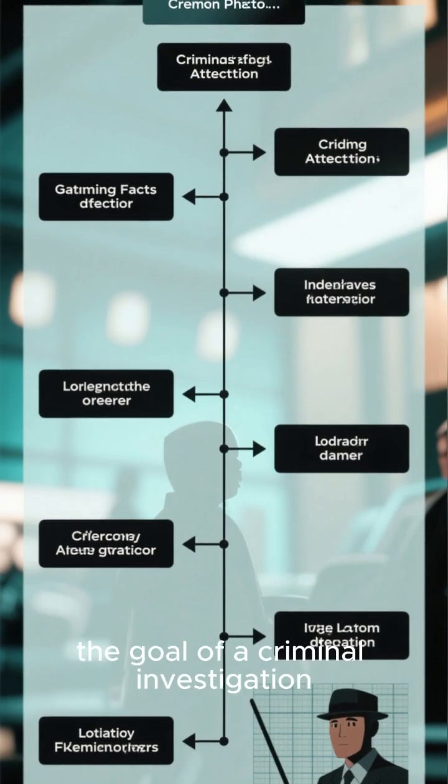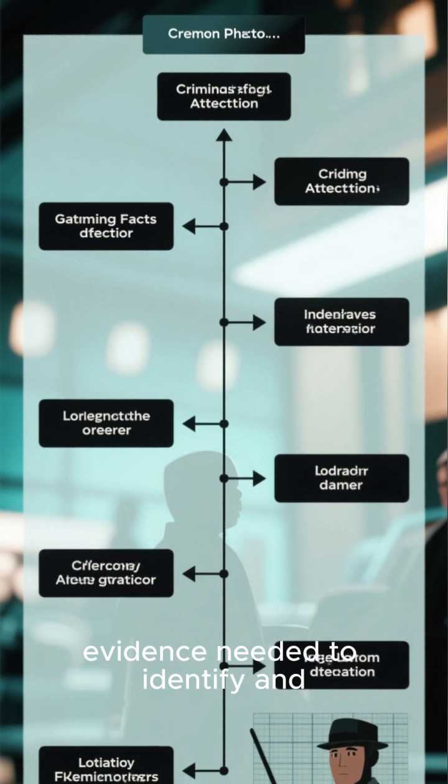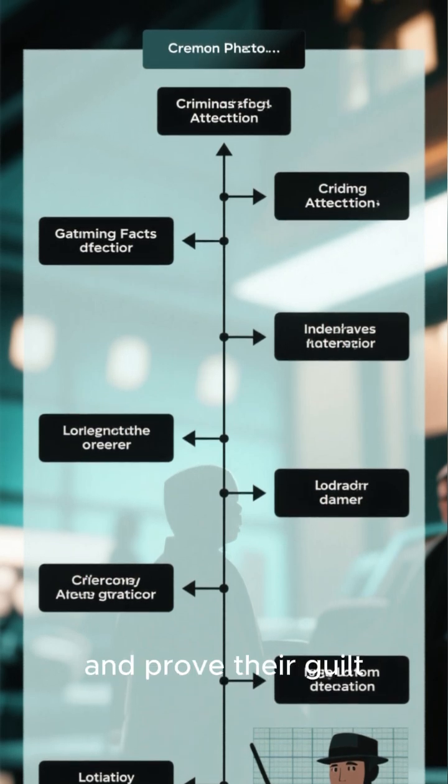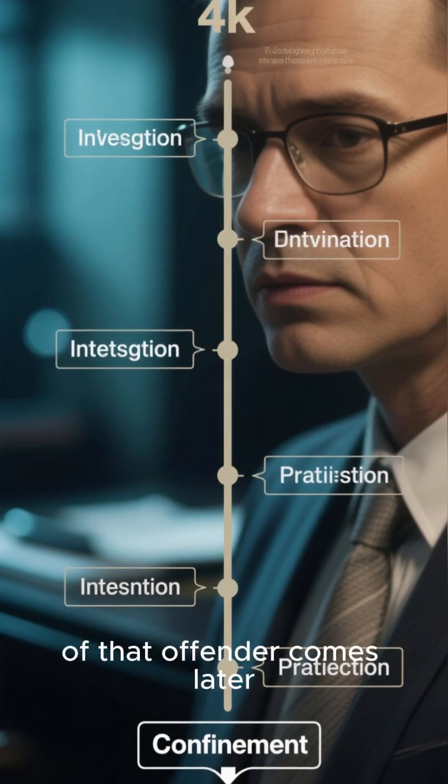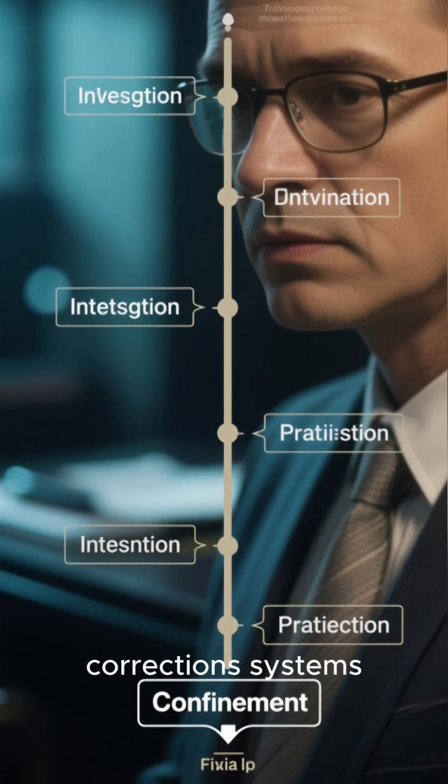So, to recap, the goal of a criminal investigation is to gather the facts and evidence needed to identify and locate an offender and prove their guilt. The confinement of that offender comes later, as a function of the prosecution and correction systems.